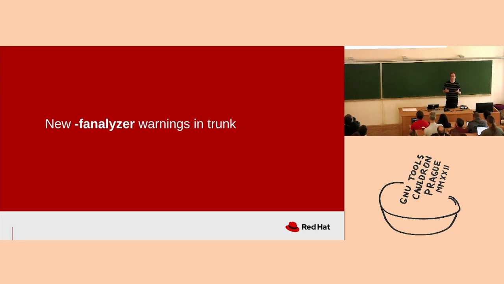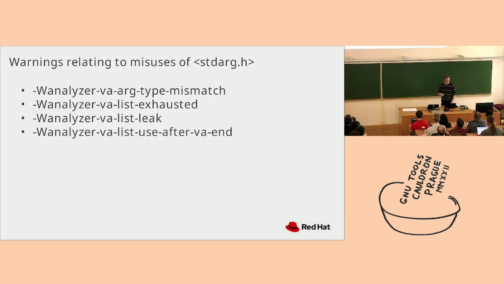So that was talking about improvements to GCC's diagnostic subsystem in general, and this applies to all errors and warnings. Now I'm going to talk about improvements to the static analyzer component. We've got a whole bunch of new warnings. I implemented four new warnings relating to variadic arguments in C, stdarg.h.